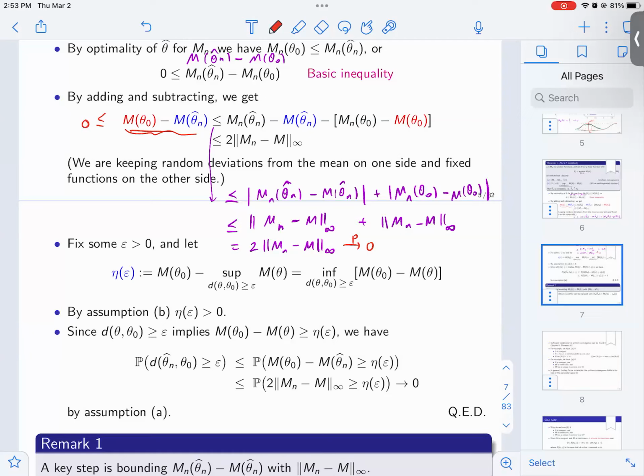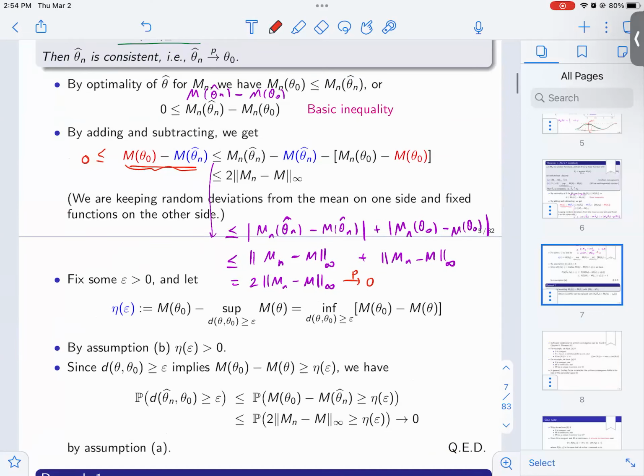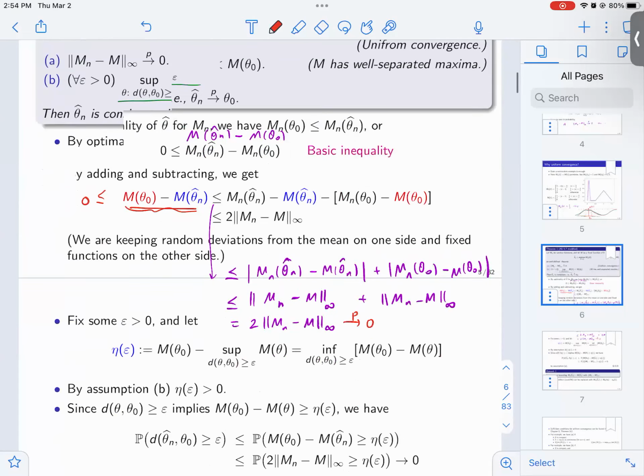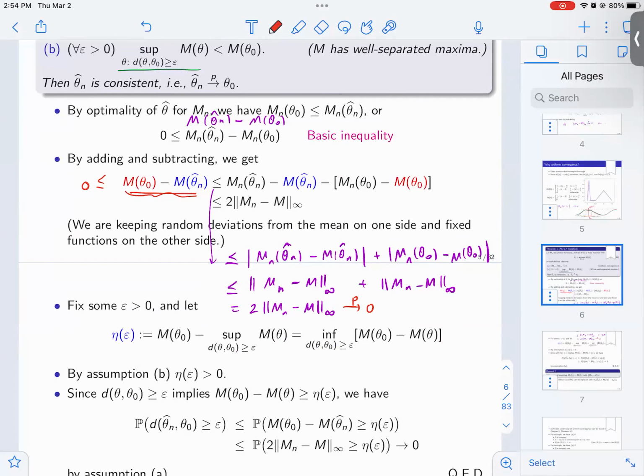This is bigger than or equal to zero. The true function, sigma zero, is the next. Yes, great. So that's the second condition: theta naught is a maximizer of M. Theta hat n, I'm computing M at a generic point, like a random point, but theta naught is the maximum. So this is going to be bigger than that. So it's bigger than zero, and this other side is going to zero. So we have a sandwich between zero and something going to zero. So this deviation is going to zero.